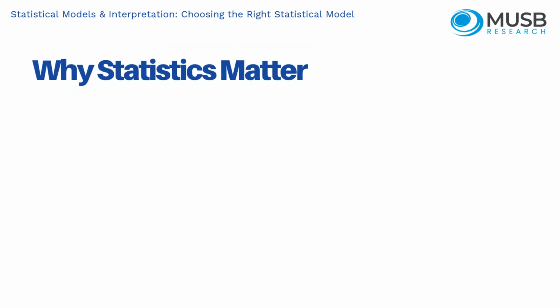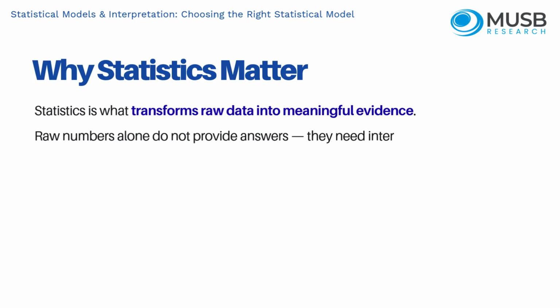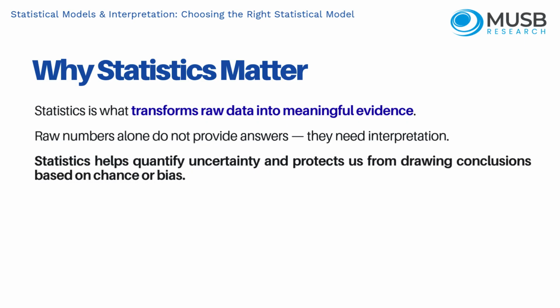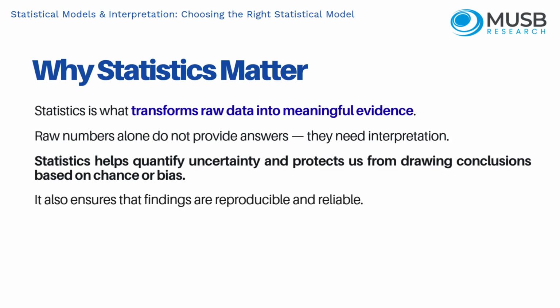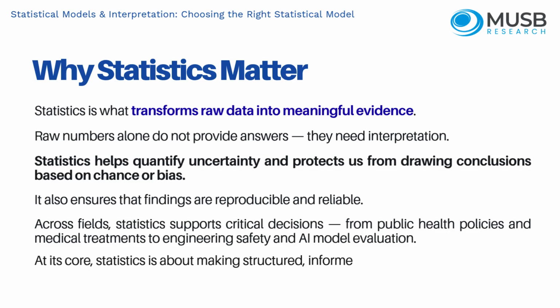Why statistics matter. Statistics is what transforms raw data into meaningful evidence. Raw numbers alone do not provide answers, they need interpretation. Statistics helps quantify uncertainty and protects us from drawing conclusions based on chance or bias. It also ensures that findings are reproducible and reliable. Across fields, statistics supports critical decisions, from public health policies and medical treatments to engineering safety and AI model evaluation. At its core, statistics is about making structured, informed decisions under uncertainty.